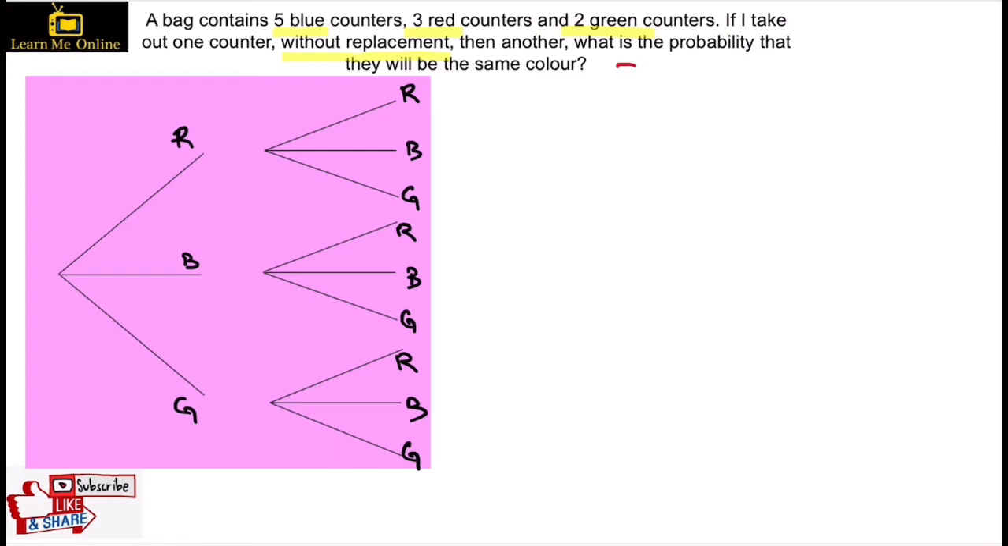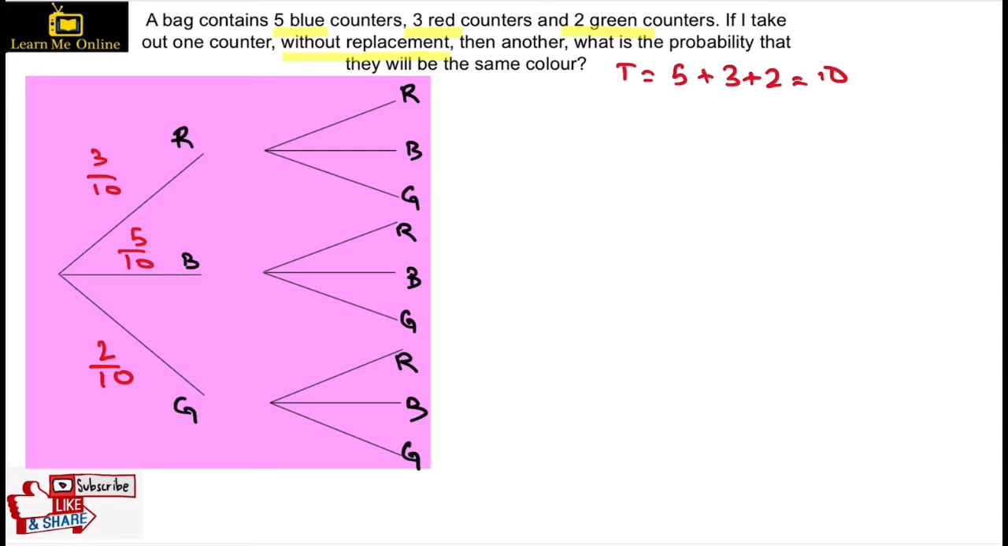So now the total number of counters we have is 5 plus 3 plus 2, which is 10. So in the first case, the denominator of each of them would be 10, 10, and 10. Because 5 of them are blue counters, I'm going to write down 5 with the blue. 3 of them are red, so this is 3 here. And 2 of them are green, so that would be here.